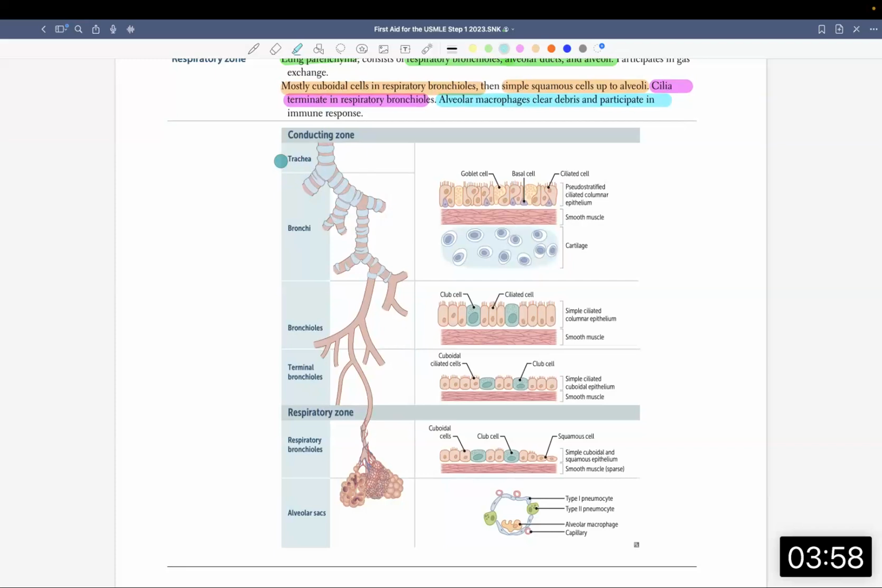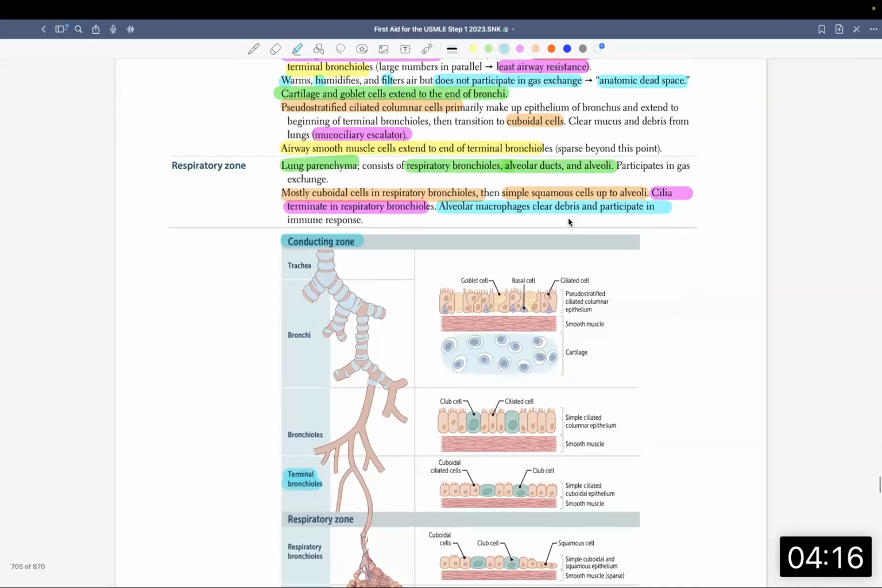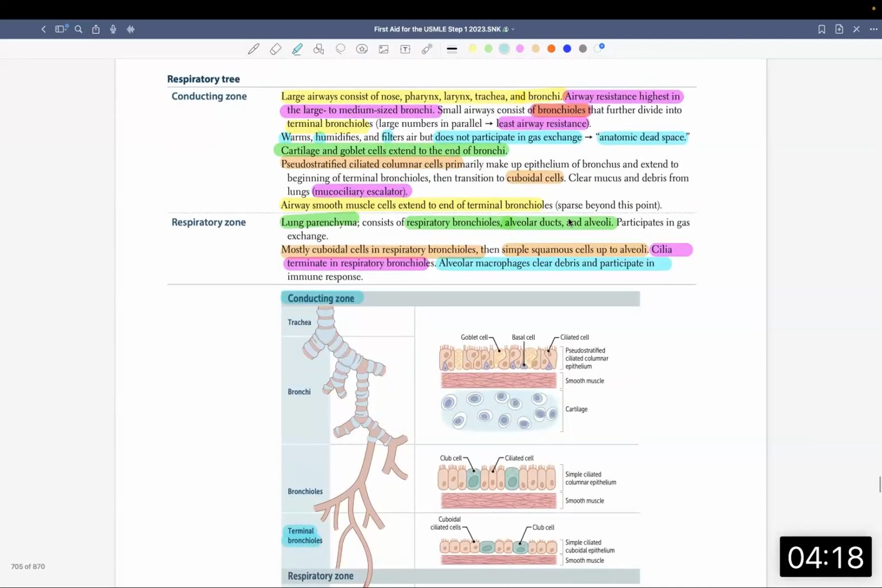Okay, so the conducting zone is divided into trachea, bronchi, bronchioles. So up to the terminal bronchioles is the conducting zone. So here we are seeing goblet cells. Initially in the trachea and bronchi, we have the goblet cells and basal cells, ciliated, pseudostratified columnar epithelium. There is a smooth muscle. They said smooth muscle.